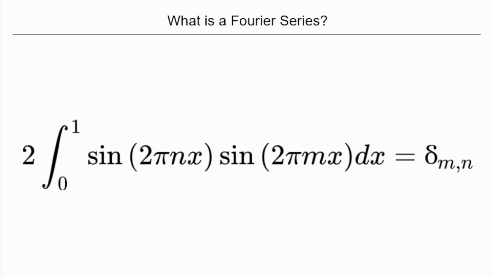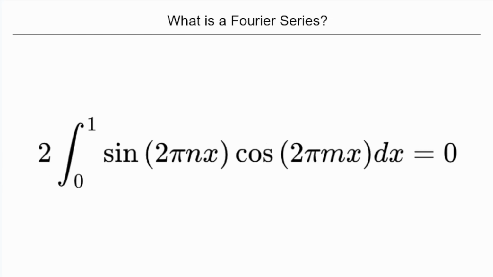Another property that we're going to use is that multiplying sine by cosine will always be 0. This is always the case. They're always out of sync. I'll leave the case of cosine of 2 pi nx multiplied by cosine of 2 pi mx as an exercise for you, but you'll find out that it's also 1/2 times the delta function.